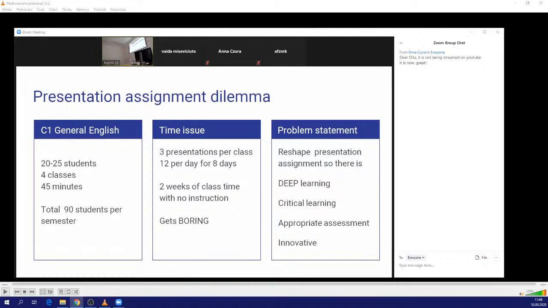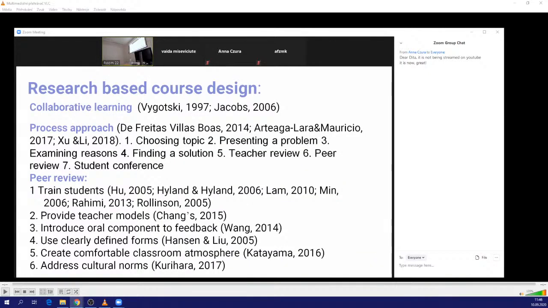My goal for this presentation assignment was to reshape it so that it reflects deep learning, critical learning, and that it would actually have a more appropriate assessment. So it would not be just an approach where, well, you have an assignment, it's due in 3 weeks, now everybody go, and here is your grade for the assignment. And I wanted to make it a little bit innovative.